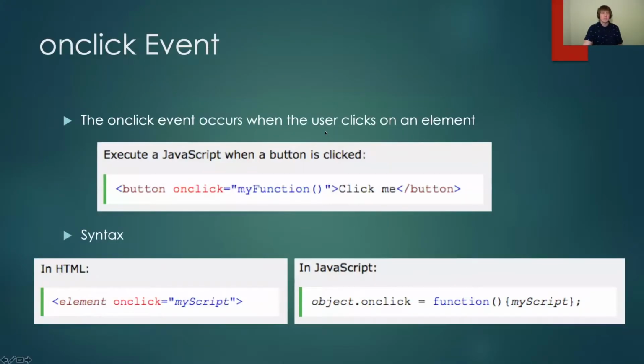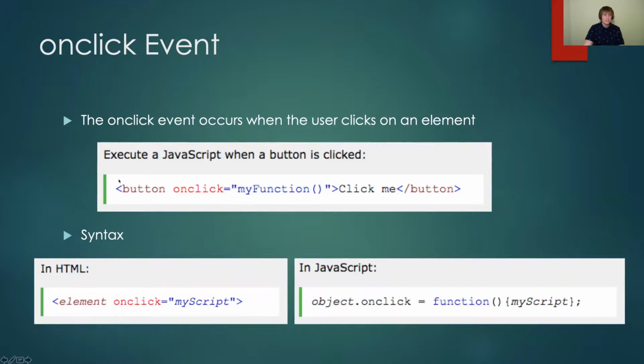In slide 22, we're going to talk about the onclick event. Now, the onclick event is going to do what it sounds like it's going to do. It's going to be an event that occurs when the user clicks on an element. Now, the element can be anything. Usually it's going to be a button, but we can apply it on a paragraph tag, on a div, on an image. We can apply it on any element that you want to apply it on.